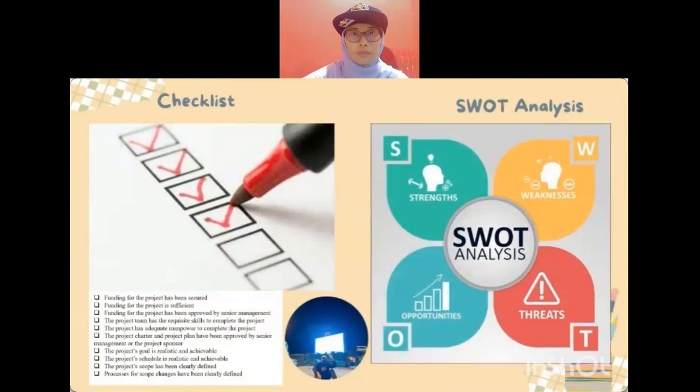Next, SWOT analysis. SWOT analysis stands for strengths, weaknesses, opportunities, and threats. We need to understand that if you want to handle an organization, you need to comply with these 4 primary aspects.